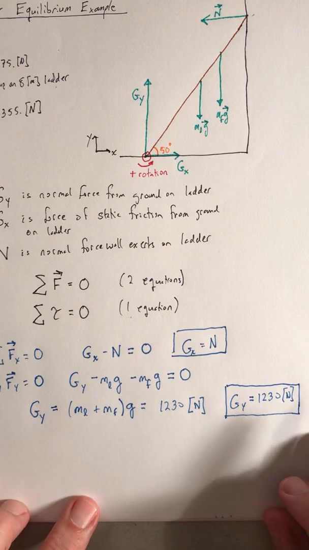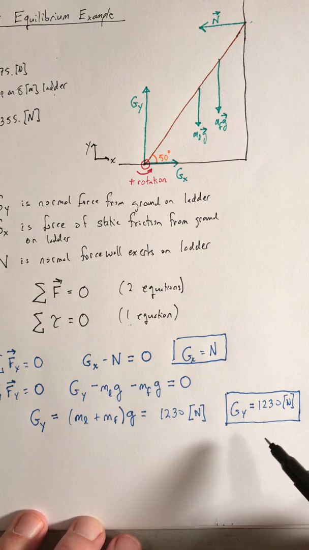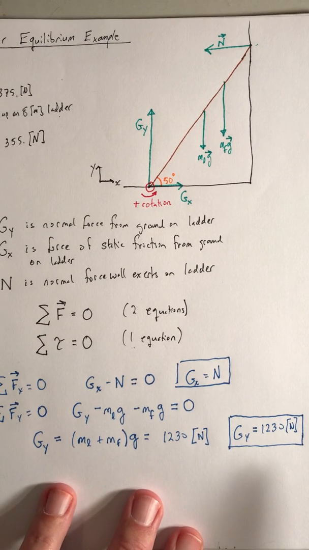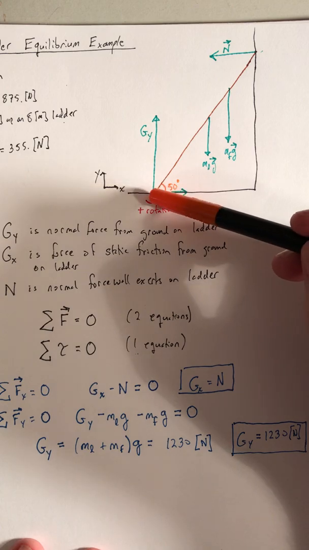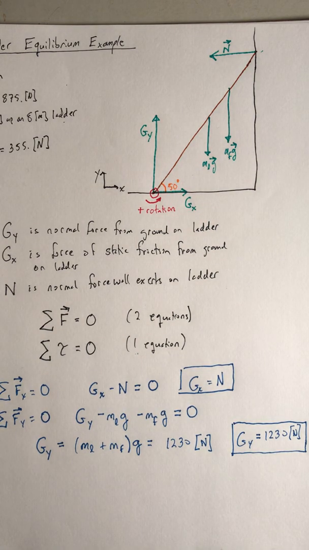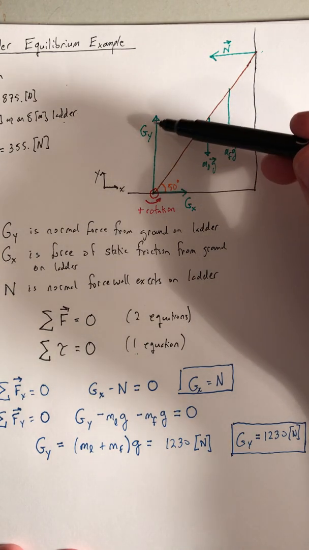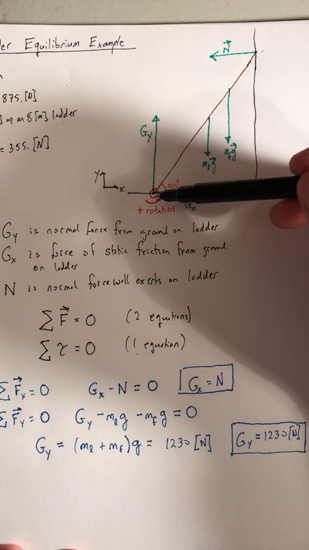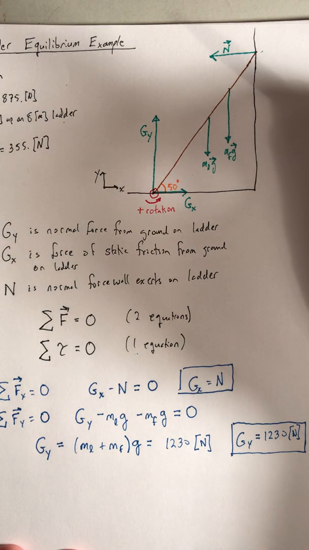Okay, so Gx isn't known yet, the normal force the wall exerts isn't known yet, and we have one of those three unknowns solved. So for torques, I have picked my rotation axis here at the base of the ladder. The line of action for Gx goes through the rotation axis, so that causes no torque. The y component of the ground force, its line of action goes through the rotation axis, so that causes no torque. So I'll just have three forces that cause torques.